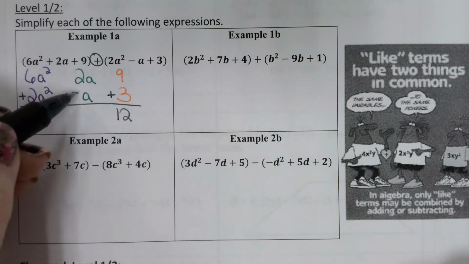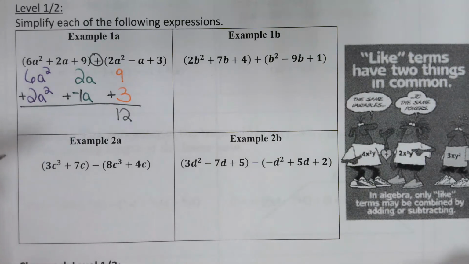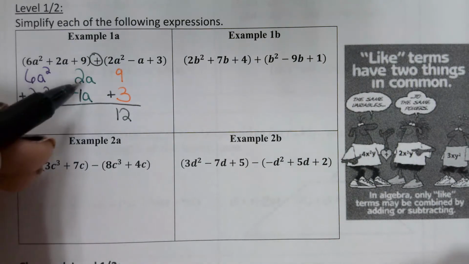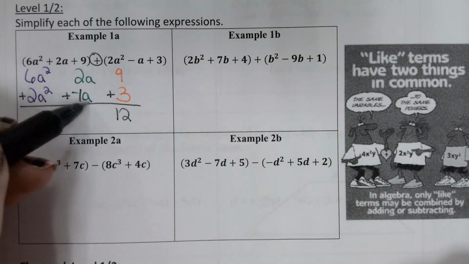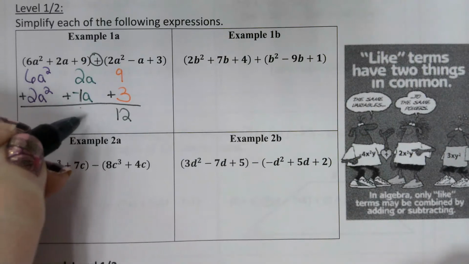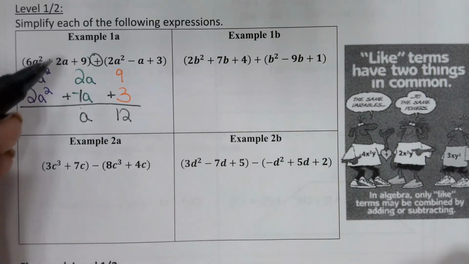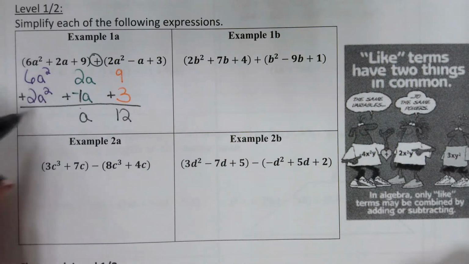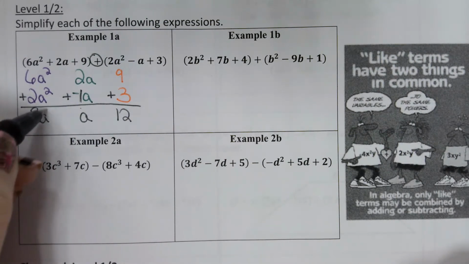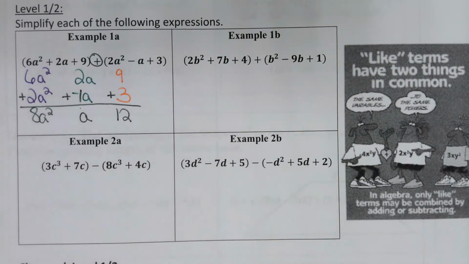2a plus negative 1a. Remember, when there's not a number written, we write it as a 1. 2a plus negative 1a gives me 1a. The 1 is optional. 6a squared plus 2 more a squareds gives me 8a squared. Notice how none of the exponents changed. A squareds all remained as a squareds, a's remained as a's.